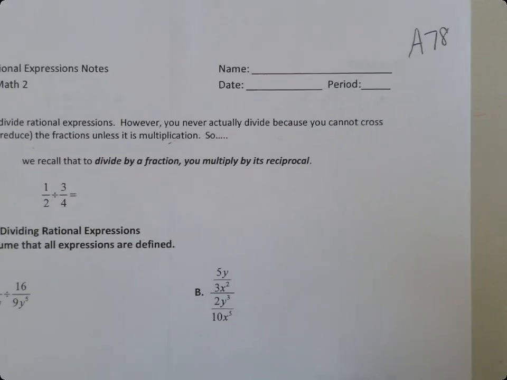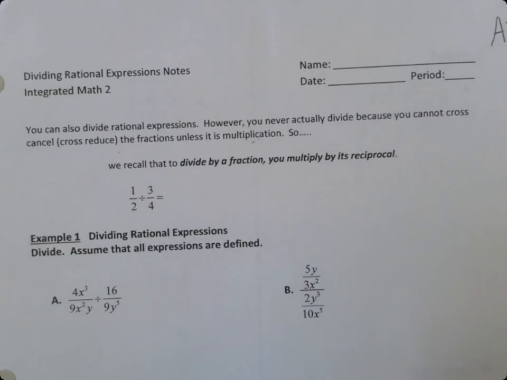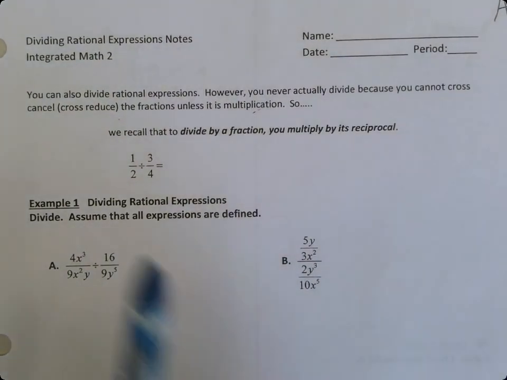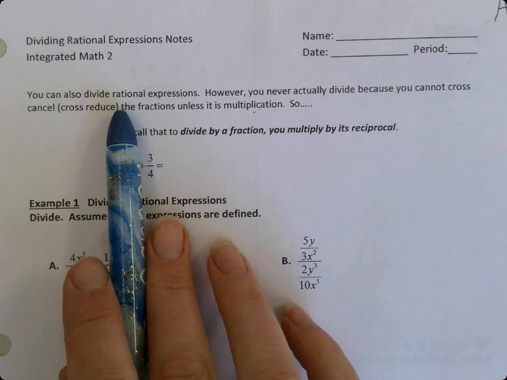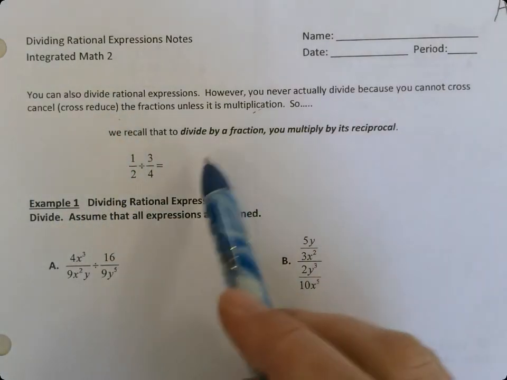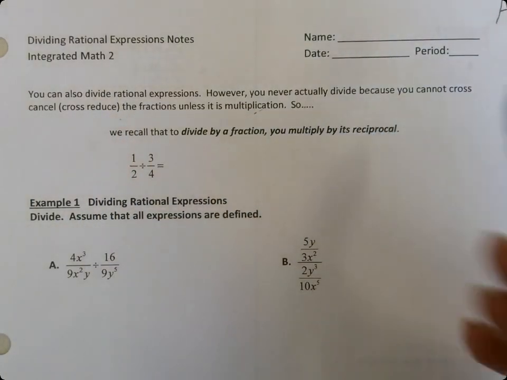We are working on A78 and we are doing dividing rational expressions. So it's honestly nothing new, but we talk about dividing. We're not going to divide. We're actually going to multiply by the reciprocal. So instead of dividing by a fraction, we multiply by the reciprocal.